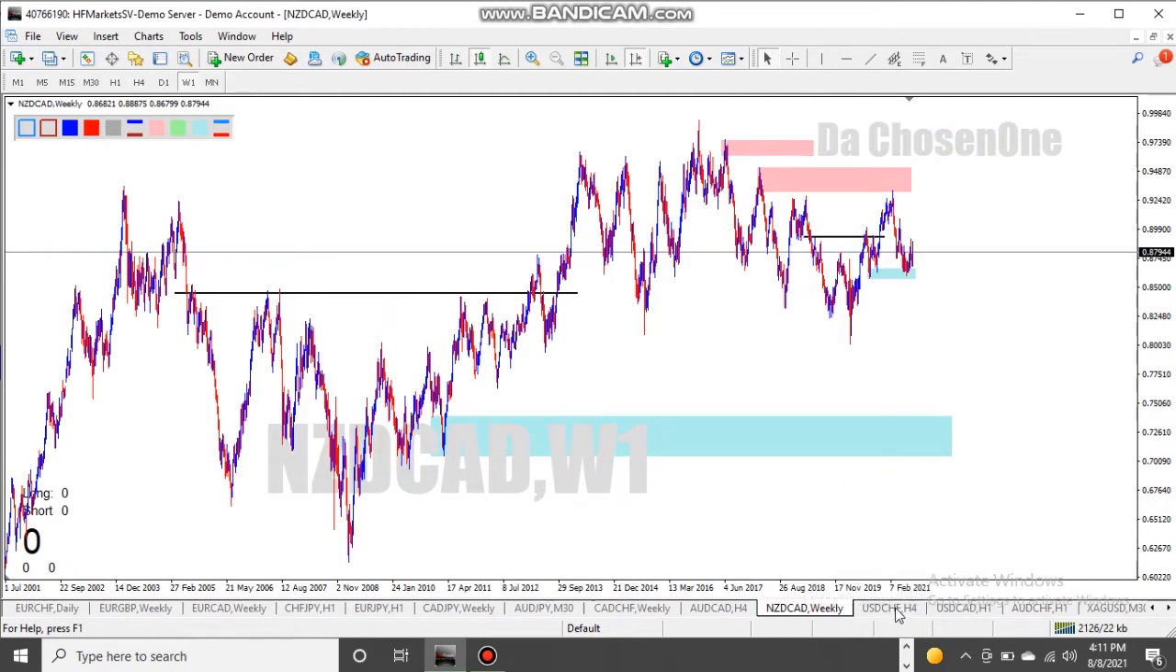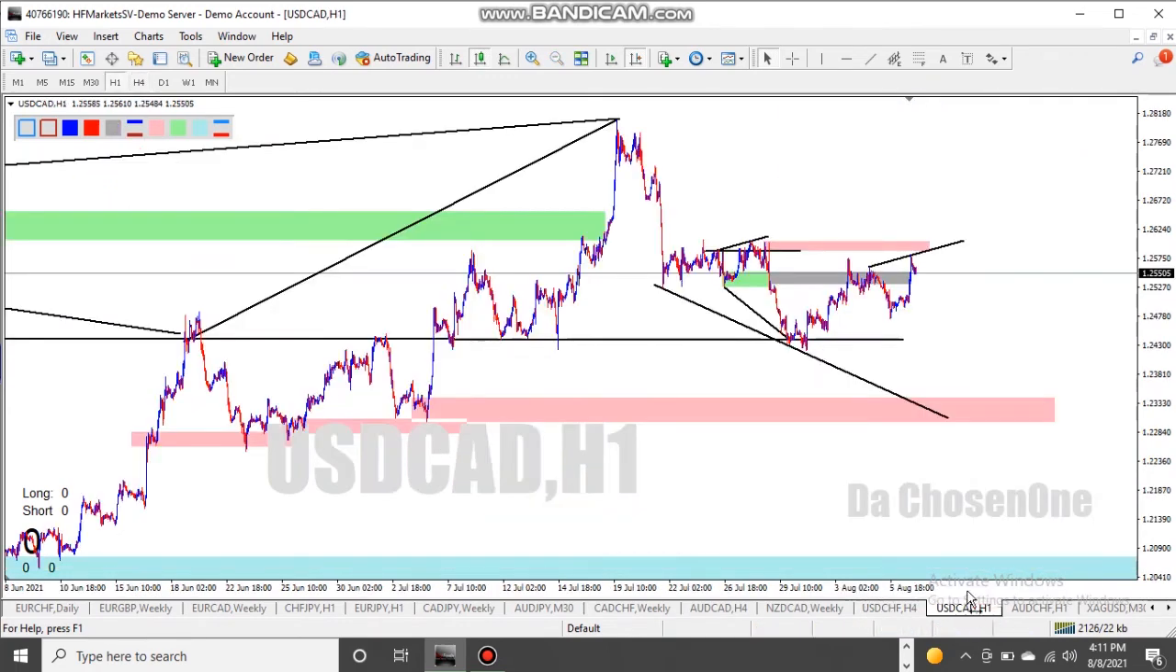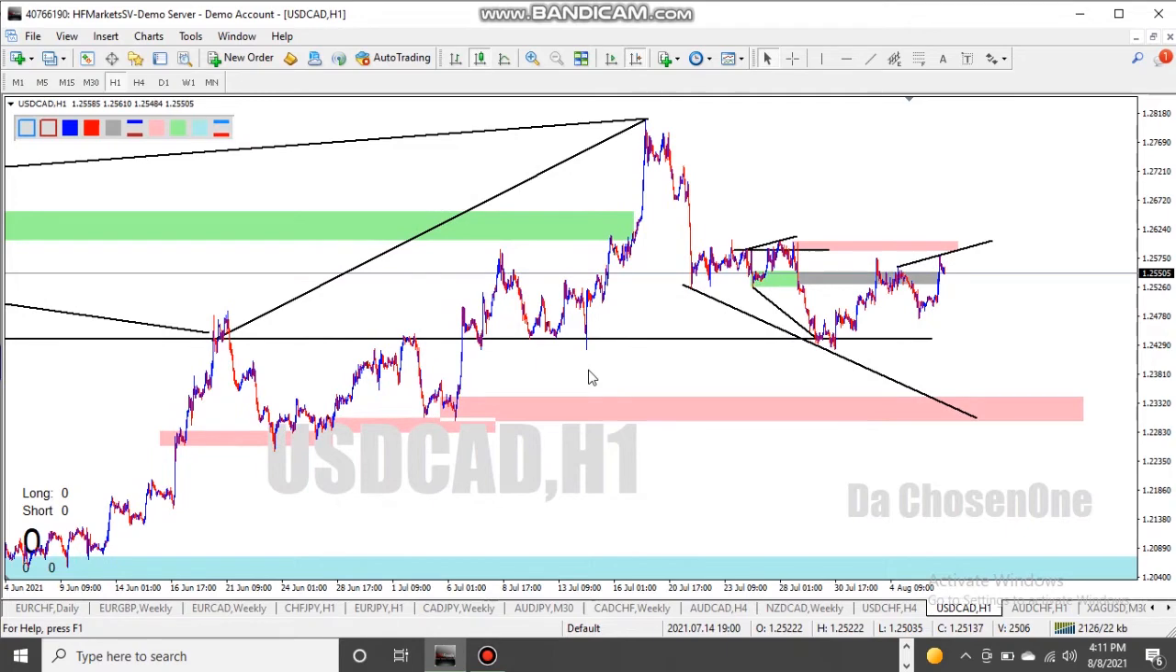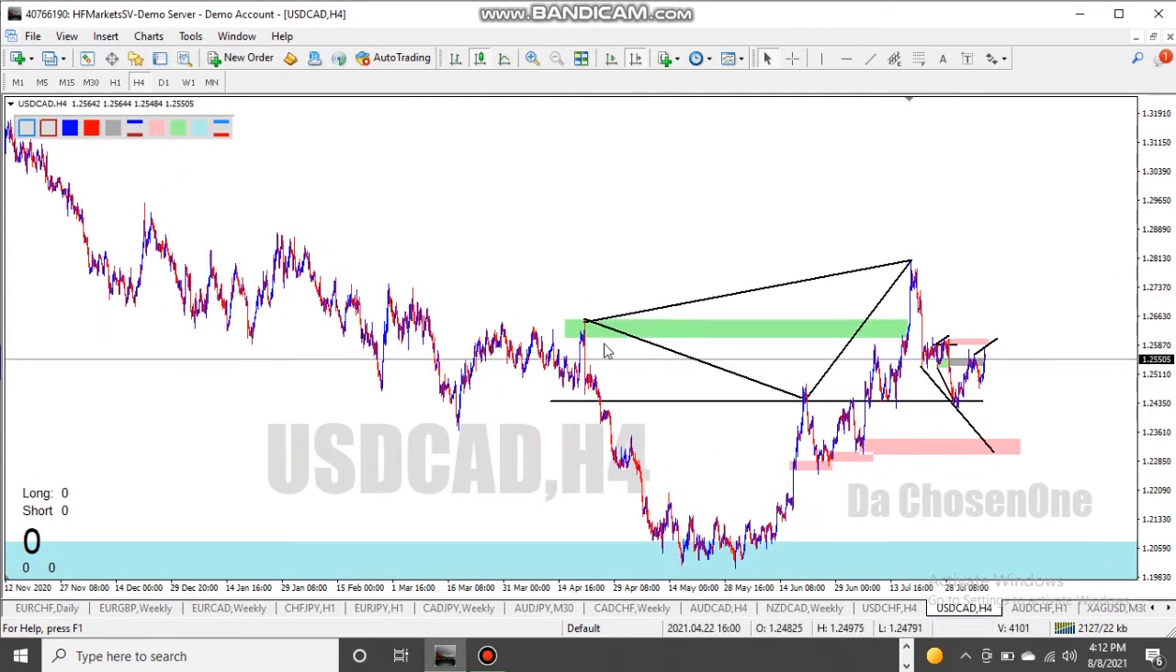Another pair we can check out is USD CAD. As you can see, this is a 2 fill. Price was held here at the demand area, also held here. So we're now waiting for it in this demand area over here.